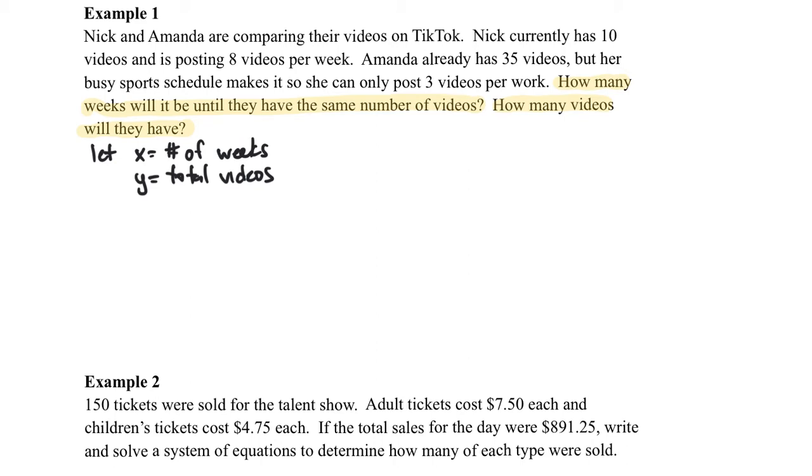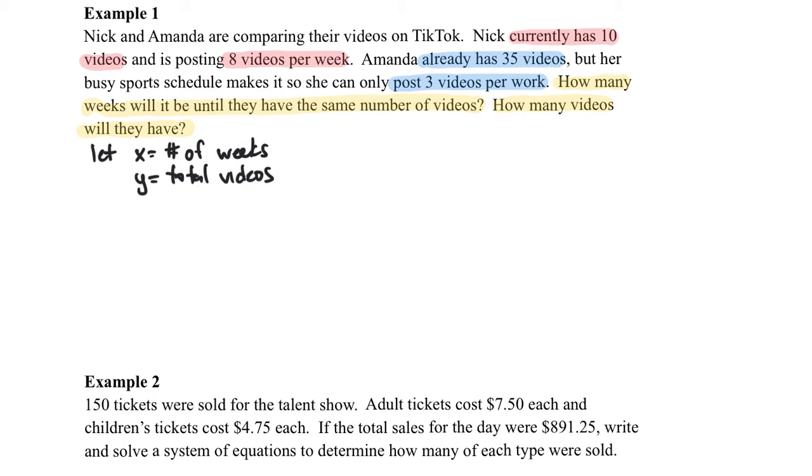So in this case, I think we're going to have one equation for Nick and one equation for Amanda. So Nick currently has 10 videos and is posting 8 videos per week. Amanda already has 35 videos, but she's only posting 3 videos per, that's supposed to say per week, not per work. Okay, so when I go to write those equations, and I want to know when they're going to be equal to each other, I'm going to set these things equal to each other.